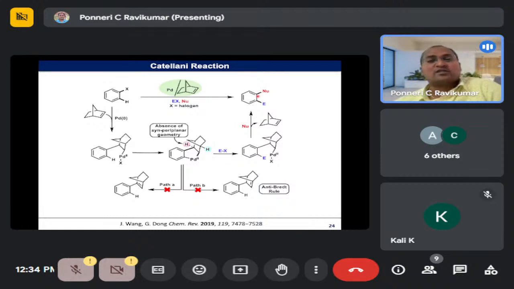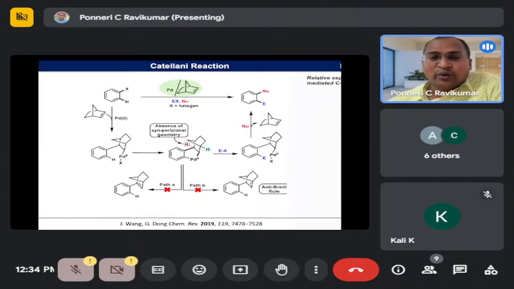This is a very famous reaction. The beauty of this reaction is that palladium and norbornene strike a perfect balance of cooperative reactivity in this reaction. If you replace palladium with any other metal, this reaction doesn't work. If you replace norbornene with any other olefin, again this reaction doesn't work. They form a perfect pair for this particular transformation.